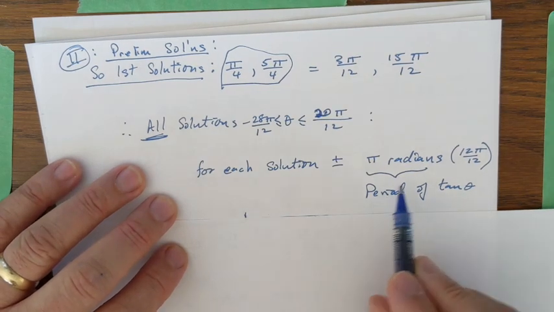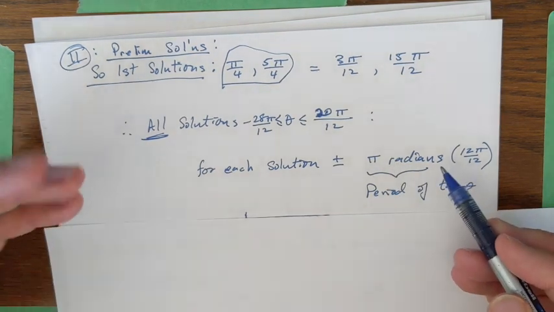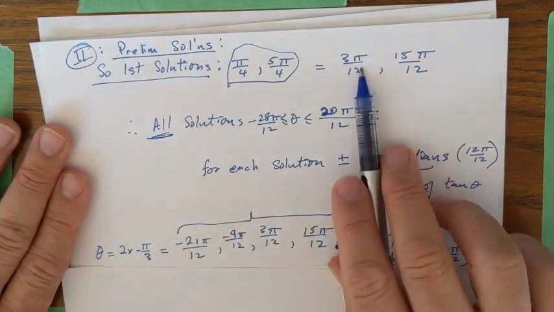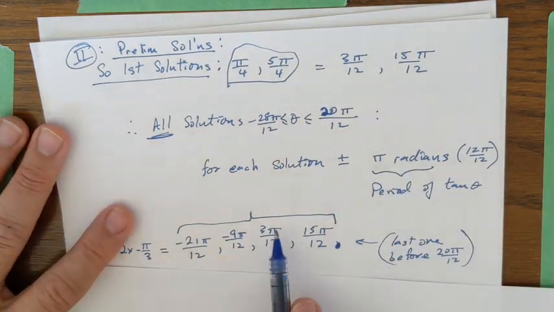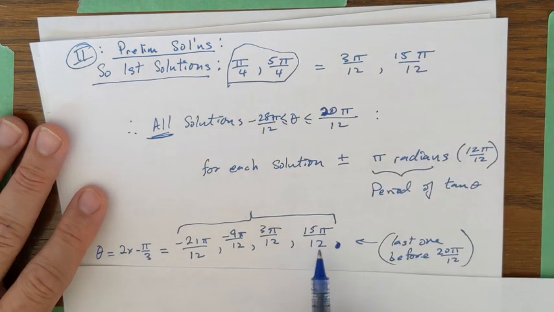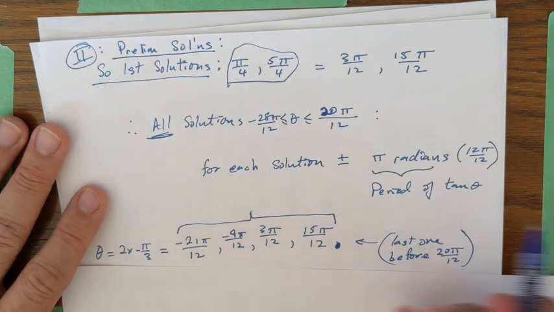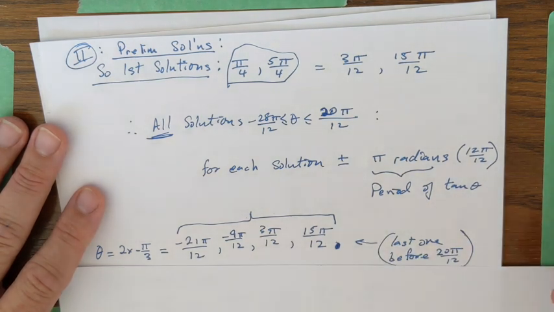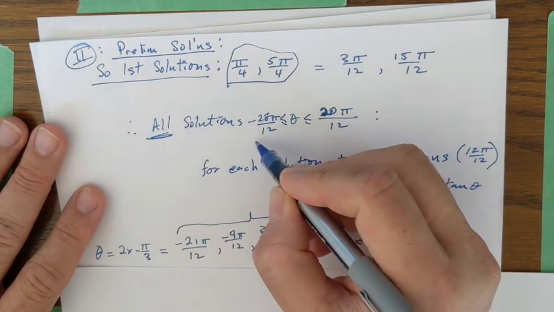Because the period of the tangent function is pi radians, I can write down my first two solutions, which are 3 pi over 12 and 15 pi over 12. And I'm going to go up and down, adding 12 pi over 12 or subtracting 12 pi over 12 from there to get all of the solutions. But within these bounds, right?